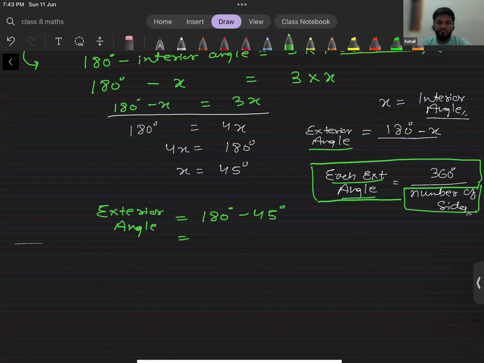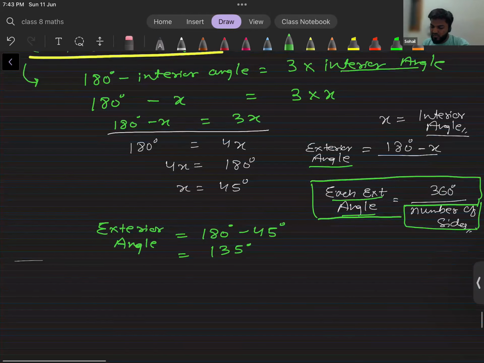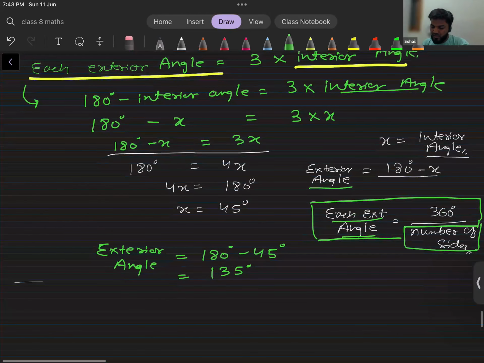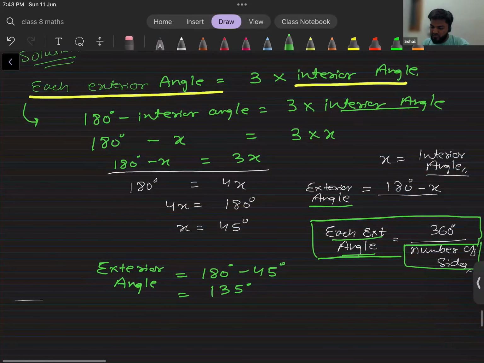Wait, sir, I'm still talking. Sir, the exterior angle is 135. It is 135. Okay, okay. Do you guys spot a mistake here?